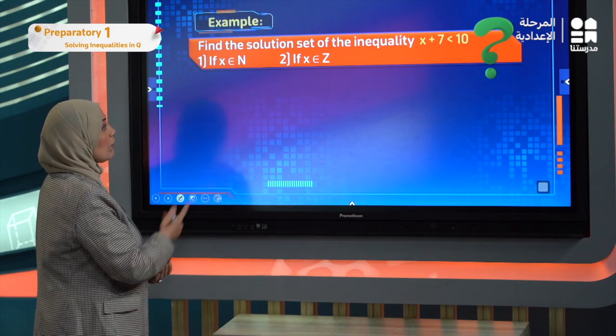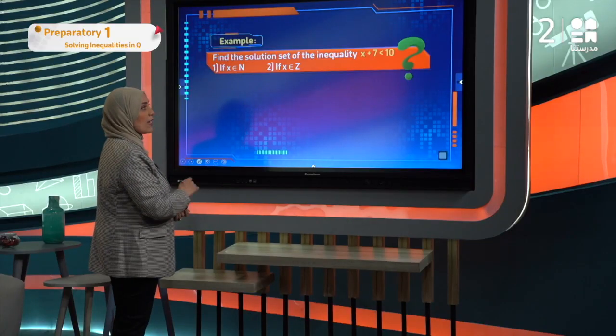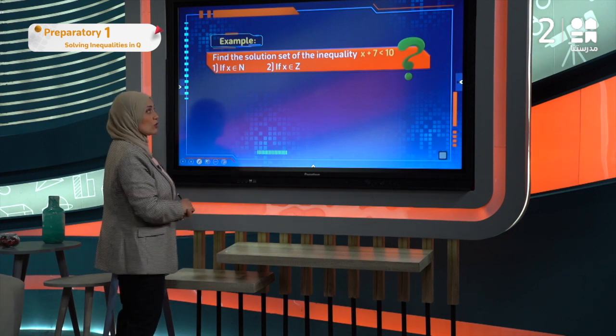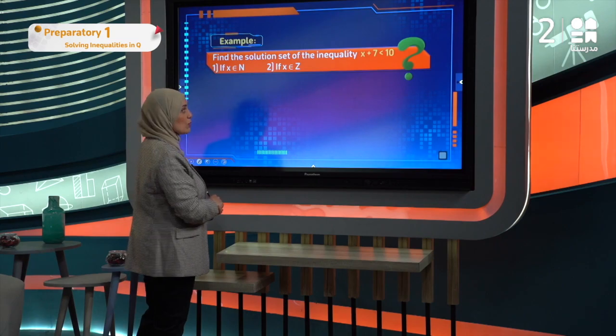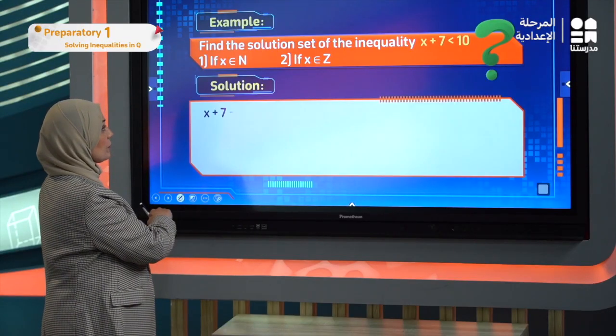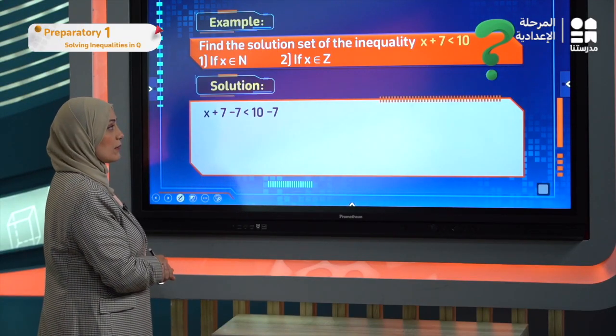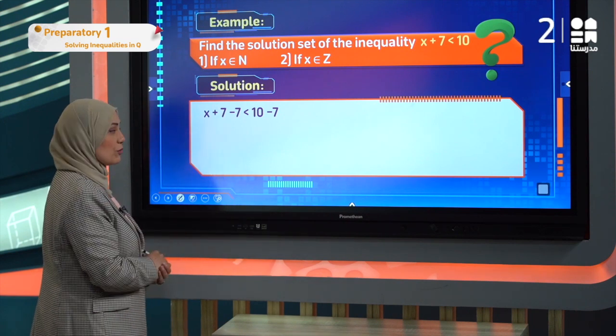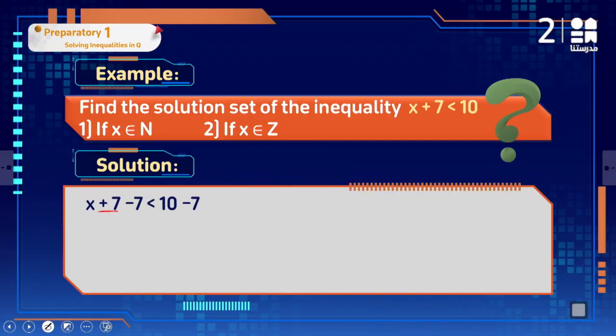For example, find the solution set of the inequality x plus 7 is less than 10. Number 1, if x belongs to N. Number 2, if x belongs to Z, where Z is the integer numbers and N is the natural numbers. Here we have x plus 7 is less than 10, so we have to do the inverse operation for both sides. It is plus 7, so we are going to subtract 7 from both sides. Then we will cancel the 7, so x is less than 10 minus 7, which is 3.